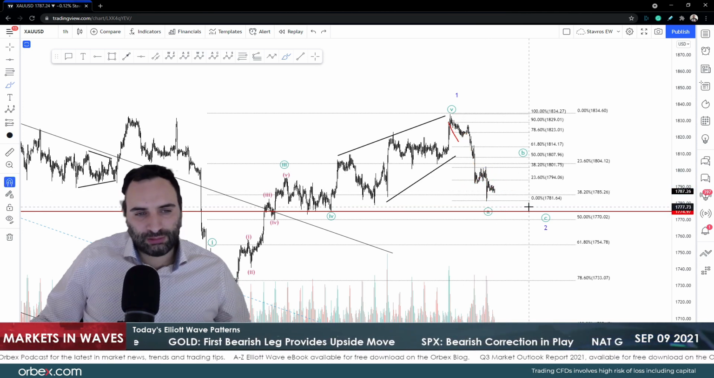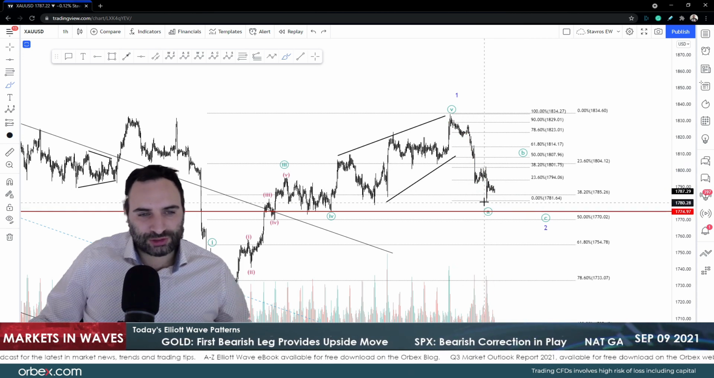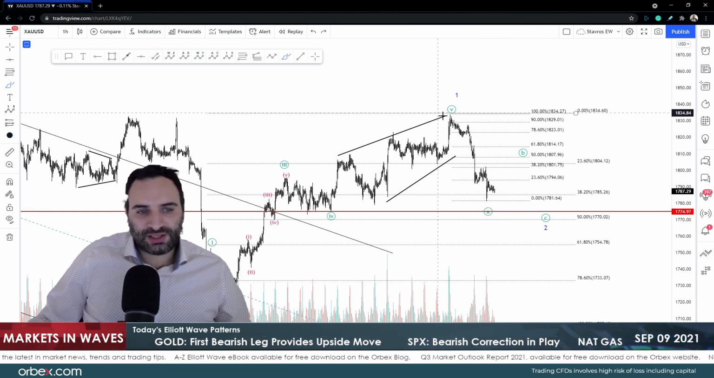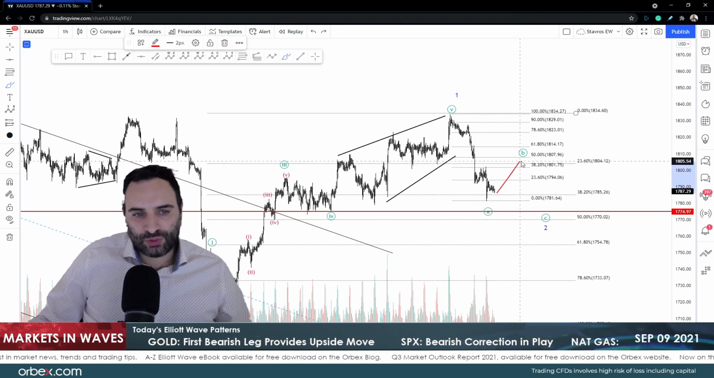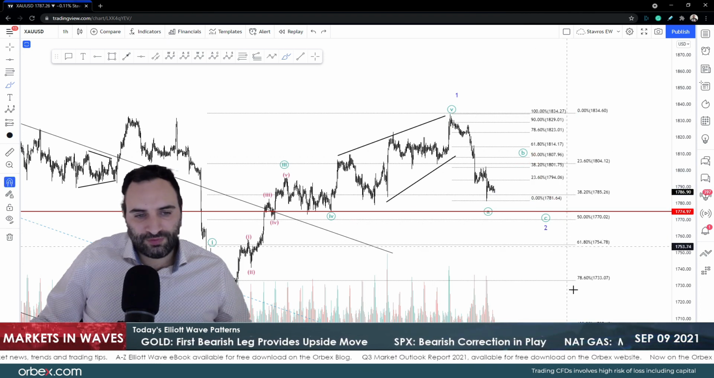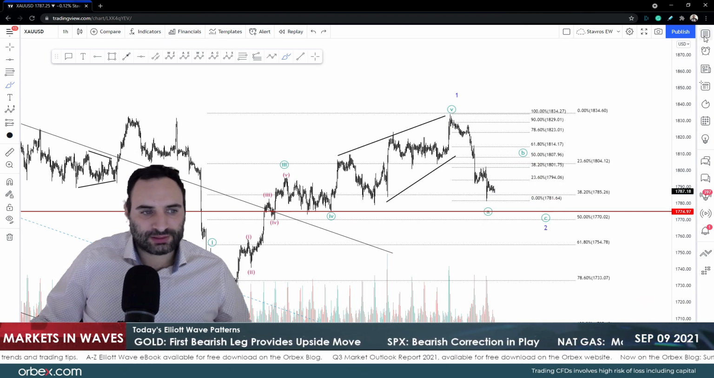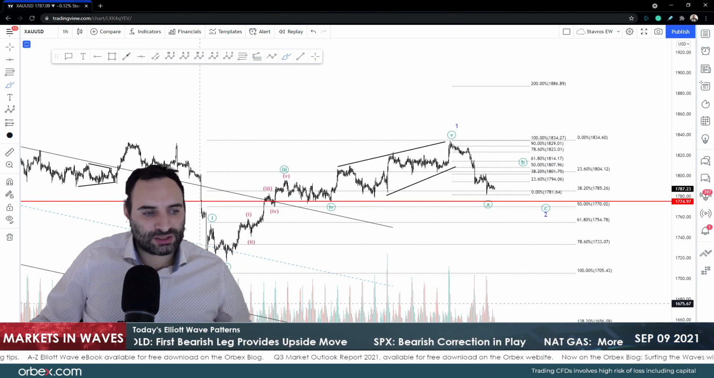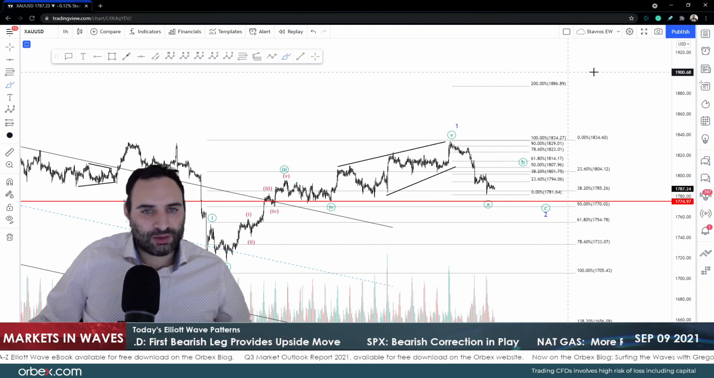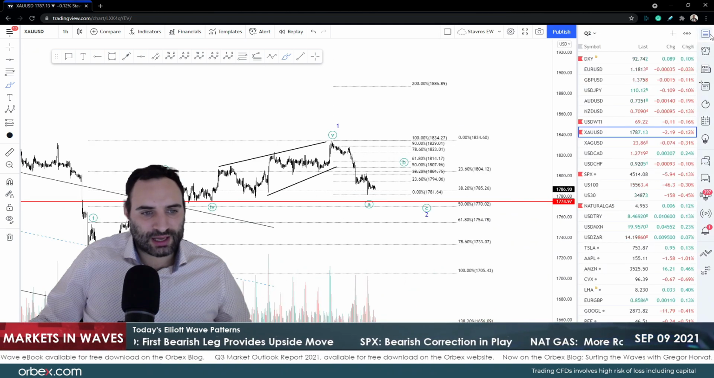But I don't like W, X, and Y's when there is no interaction between waves. This structure looks 5 wave as well. So 3 wave move up, 5 wave move down is what I expect. The alternative, you know, is that we still haven't finished this move to the downside, and we're going to have to look at a triple zigzag from the top.